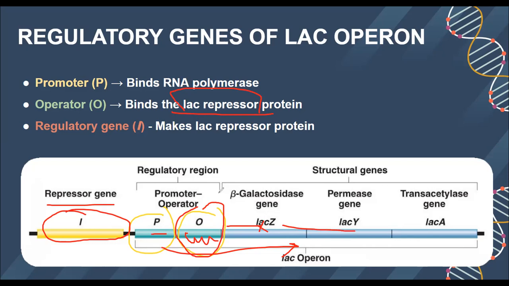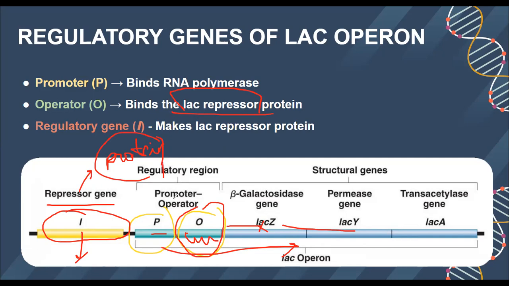So this repressor protein will come from this repressor gene. This repressor gene will make a protein. Basically, it will first undergo transcription, translation, and once translation is completed, a protein is ready, which is known as the lactose repressor protein.